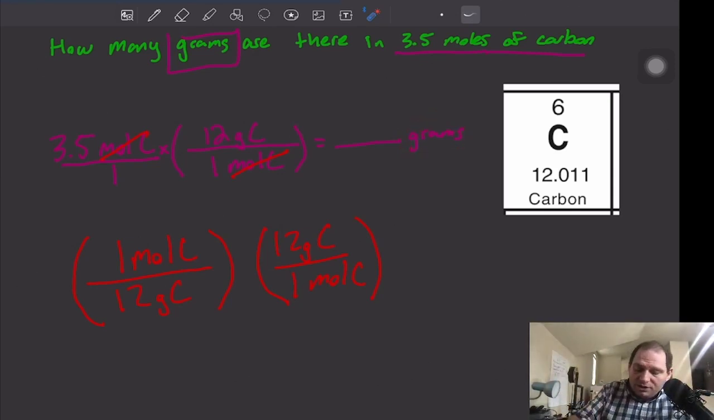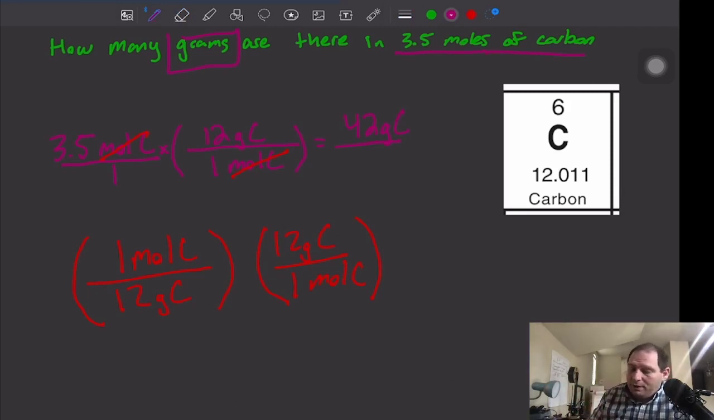Okay, so I can do the math. Again, I don't have my Desmos here, but I do have a cheat sheet, which means if I take 3.5 times 12, it's going to be 42 grams of carbon. I can get rid of that unit there. And it's what I need. It answers the question: how many grams are there in 3.5 moles? There it is. All right.